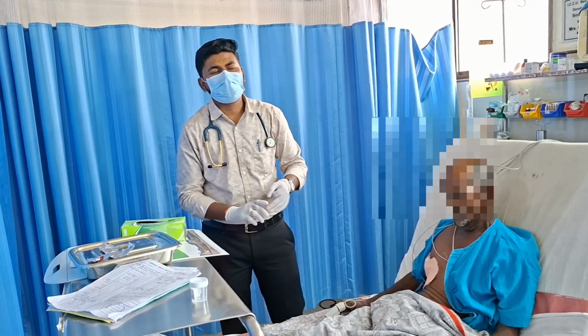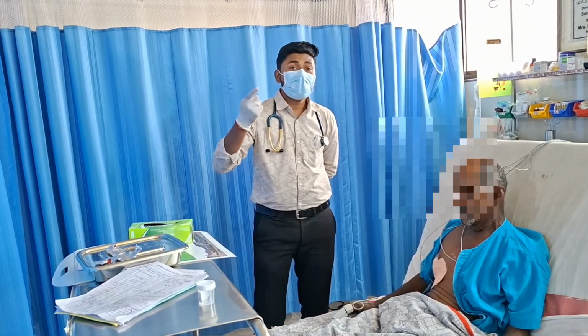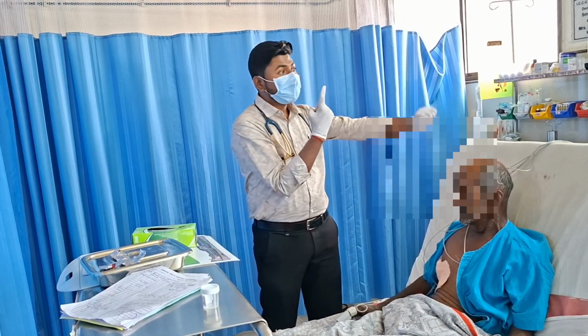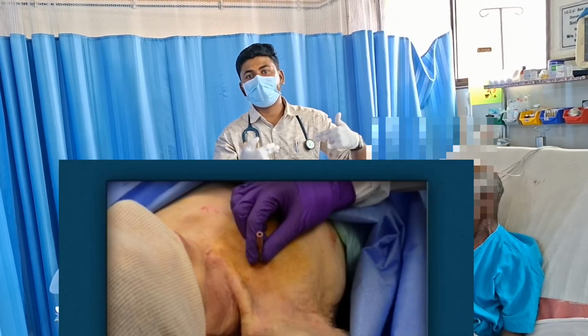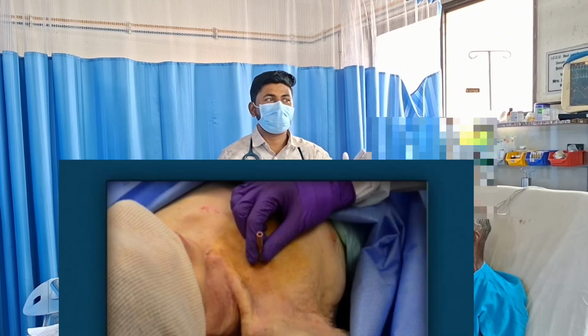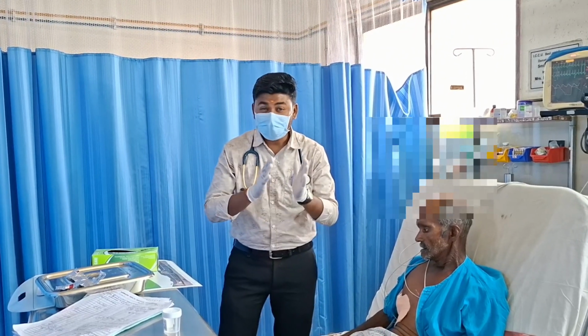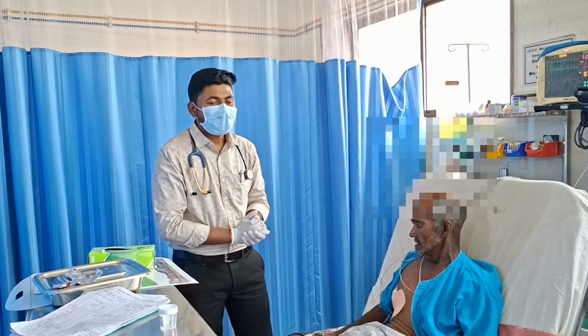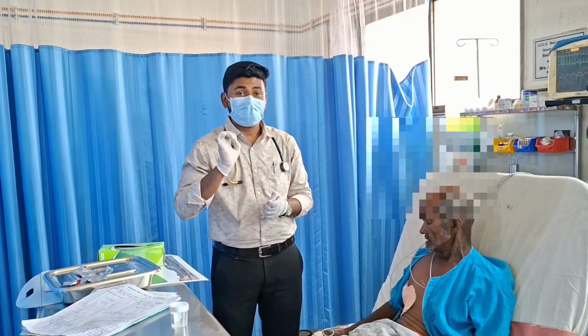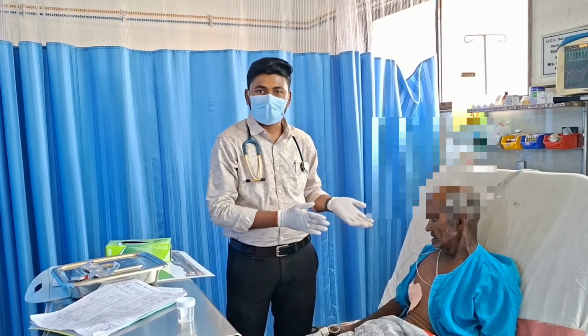In tension pneumothorax, you can see some reels, photos, and films where someone comes and pricks here, and the patient suddenly starts breathing. So this is tension pneumothorax. It is very life threatening. However, all pneumothoraces are life threatening.